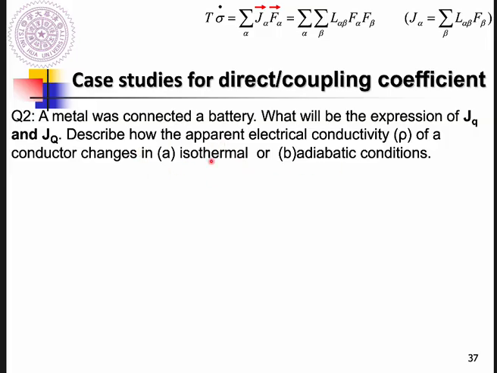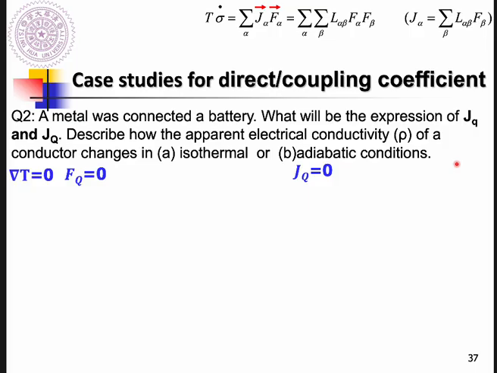Isothermal is quite direct. Isothermal means we don't have a temperature gradient inside our materials, so F capital Q equals 0. This means you only have one driving force acting on your materials, so this is quite easy. That driving force would be just the battery, F small q. But the other is the adiabatic condition. What this means, based on thermodynamics, is that J capital Q equals 0.